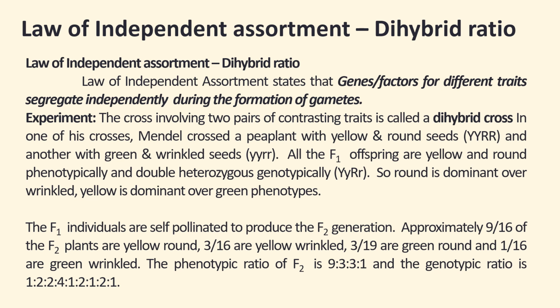Approximately 9 by 16 of the F2 plants are yellow round, 3 by 16 are yellow wrinkled, 3 by 16 are green round, and 1 by 16 are green wrinkled. Phenotypic ratio of F2 is 9 is to 3 is to 3 is to 1, and the genotypic ratio is 1 is to 2 is to 2 is to 4 is to 1 is to 2 is to 1 is to 2 is to 1.